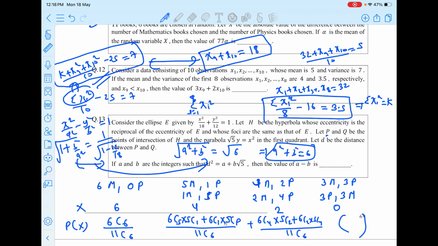And now what they are asking, p and q be the point of intersection of hyperbola and this parabola. So just solve this parabola with the hyperbola, find the point of intersection, and then they are asking the distance. Okay, so this is also not a difficult question. Up to this part, finding equation of hyperbola, those types of questions you must have solved in mains PYQs also.